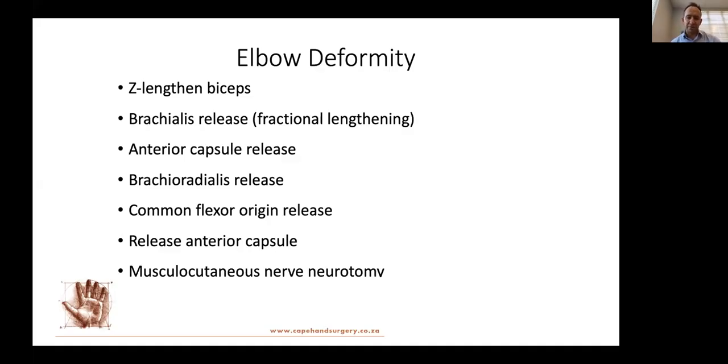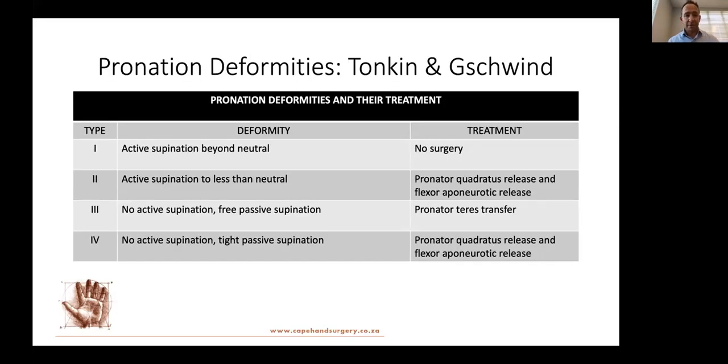And the common flexor origin release, that's a massive operation, and I don't think there's too much benefit from it. And obviously when you release the anterior capsule, for me, that's the deepest layer. And most of the time you can get almost full extension. This is just for academic purposes, musculocutaneous nerve neurotomy. I just don't do it because most of these people do have some biceps function still.